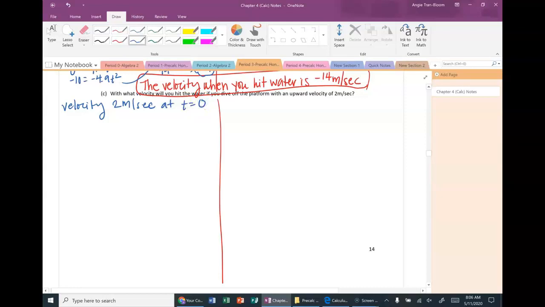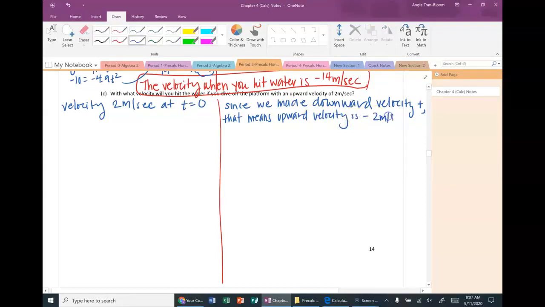Okay, now but on the right side, we are slightly different here. On the right side, we made everything its opposite. So since we made downward velocity positive, then that means upward velocity is now negative. Is negative 2 meters per second.